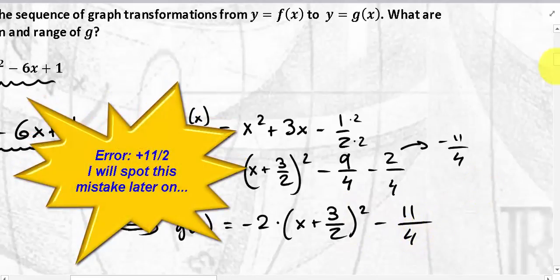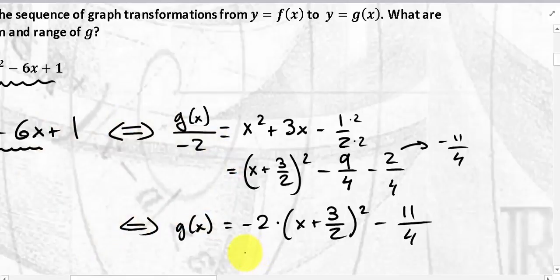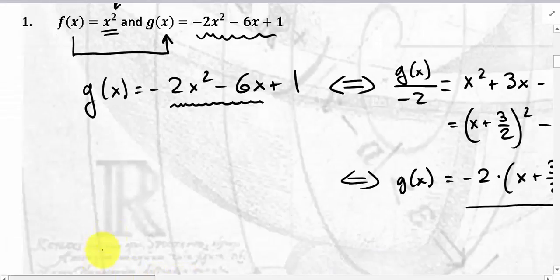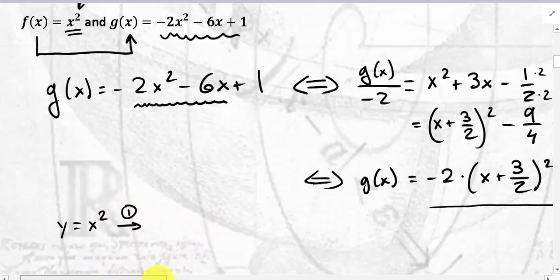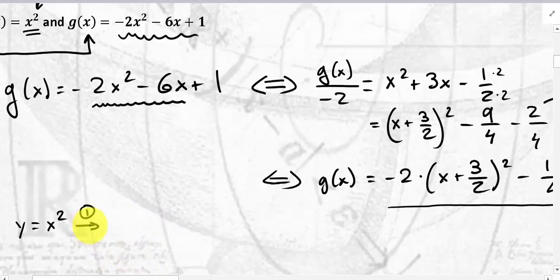So now I should be able to state the sequence of transformation from y equals x squared to y equals this function right here. Let's do it. So let's first begin with y equals x squared. And then where do you go? I'm going to call this one number 1. We're going to have to be careful. Not only do I want you to be able to write it correctly, but I also want you to use the correct terminology, okay? So it goes to y equals x plus 3/2 squared.